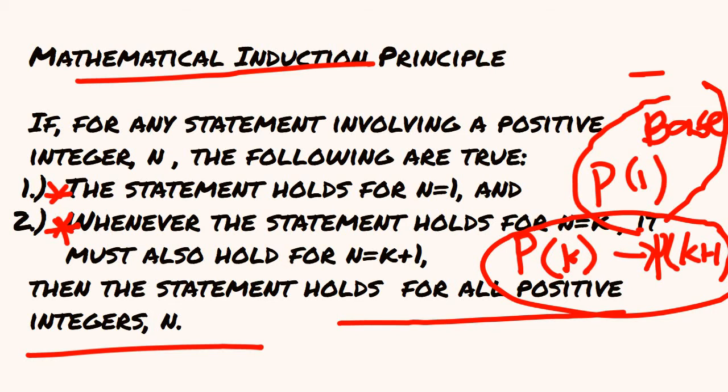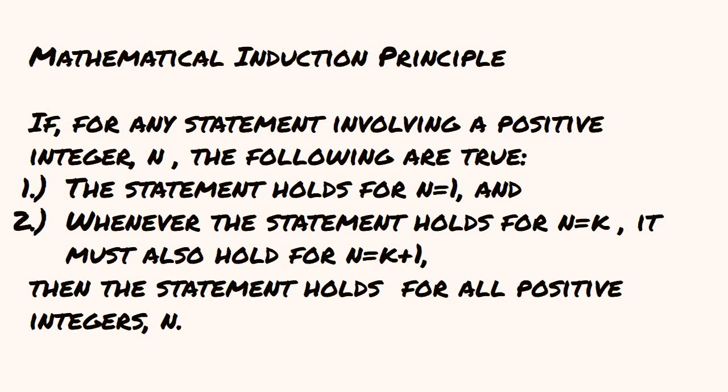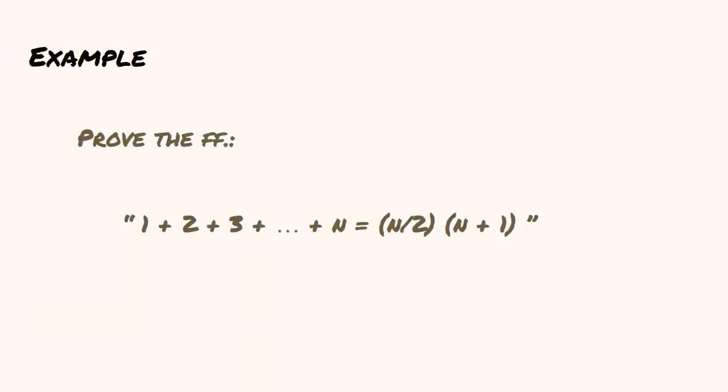So let's come up with an example. Prove the following: 1 plus 2 plus and so on, the sum of the first n natural numbers, is equal to the arithmetic series formula n over 2 multiplied by n plus 1. Again, it involves two steps. First will be the base case, and secondly the inductive case.